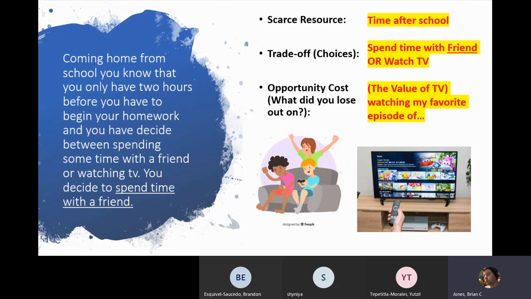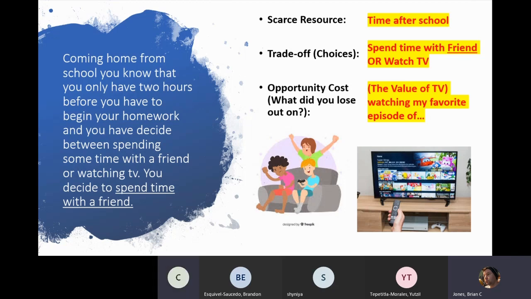So when we're looking at opportunity cost, you want to look at the value of what you gave up. Because I'm spending time with a friend, you want to think about what opportunity did you lose out on? What did you give up? So in this case, it would have something to do with watching TV because that's not what we did. We gave that up. So it cost us that opportunity. Cost means you lost something. So when you choose something, you're giving something else up, right?